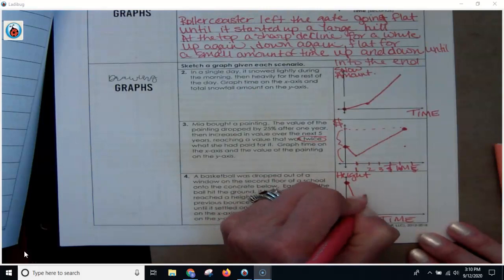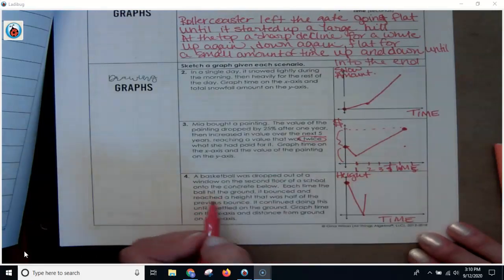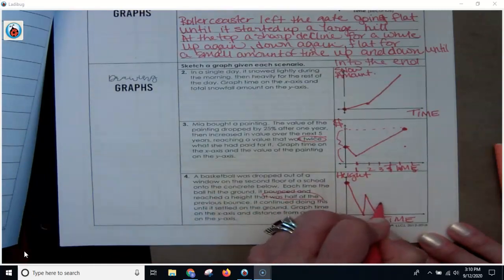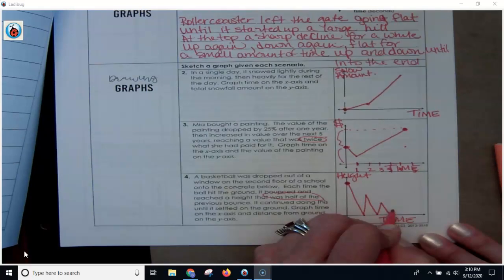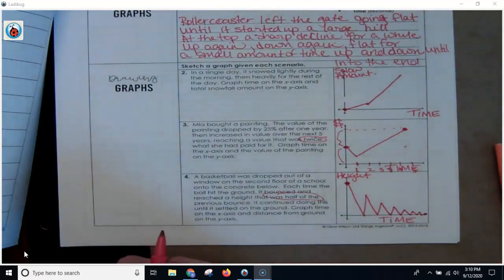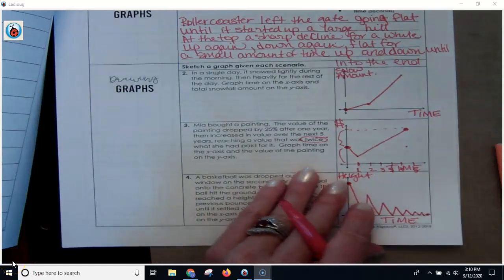Boom, and then it goes up half the height, and then goes down again, and then half the height, and then goes down again, and then half the height, and then down again, and then half the height, until eventually it settles. All right, that's what that would look like. Moving to the next page.